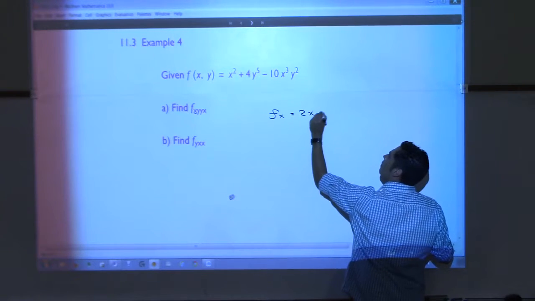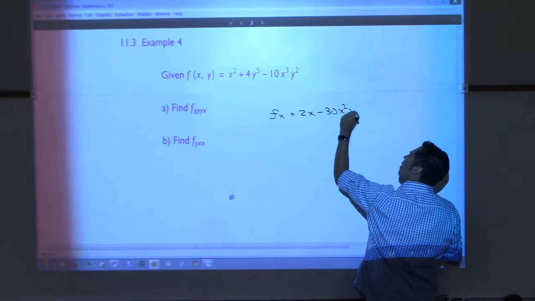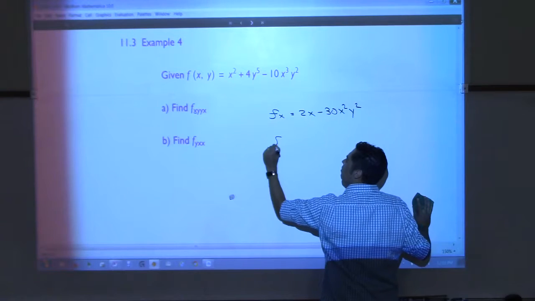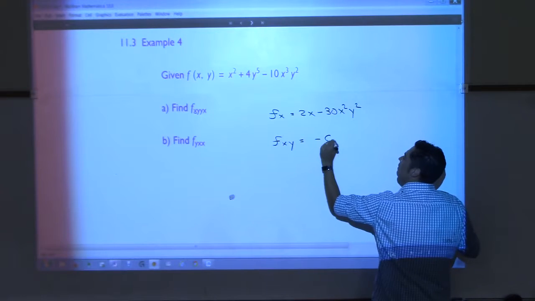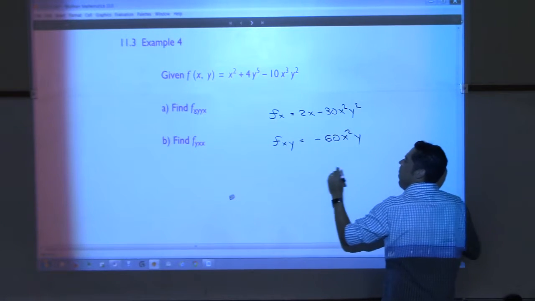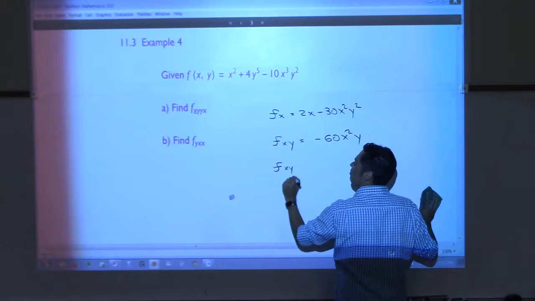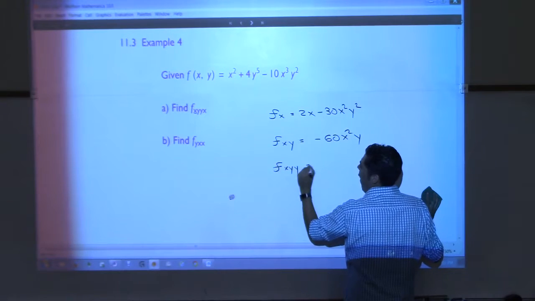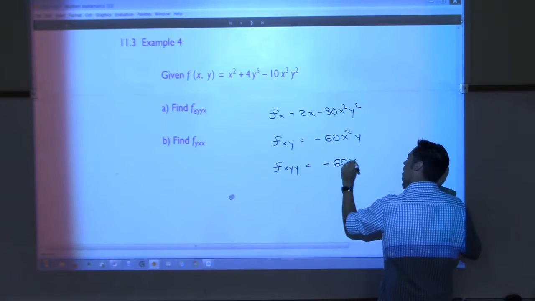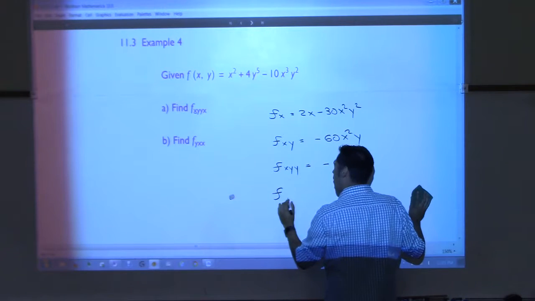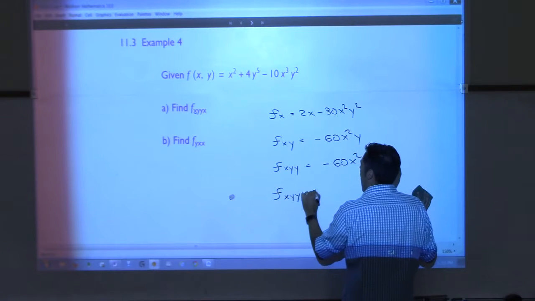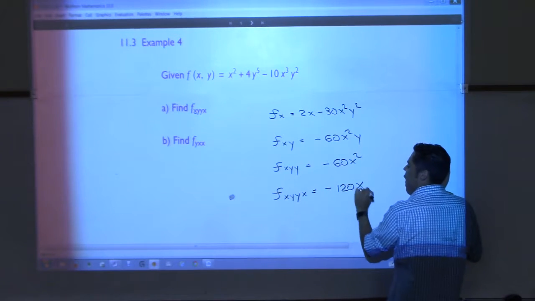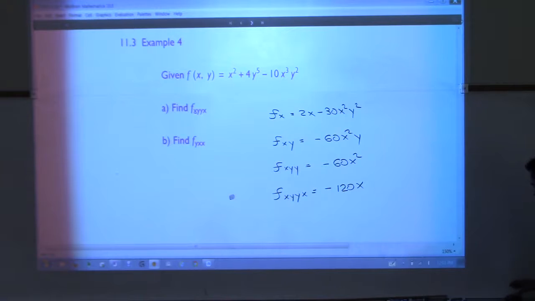2x minus 30x squared y squared. Now partial with respect to y. So that would be negative 60x squared y. Now partial with respect to y again. Negative 60x squared. And then finally partial with respect to x, right? Which is negative 120x. Okay, y'all get this. We won't do part B.